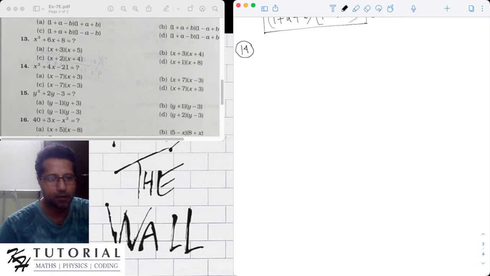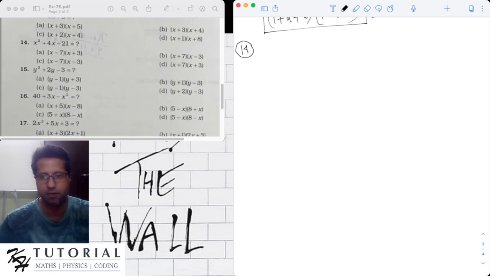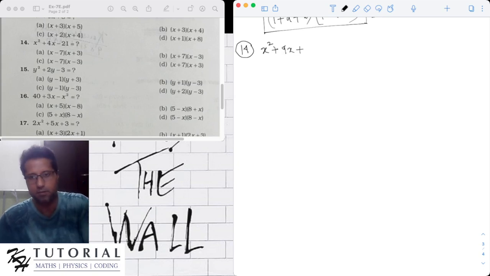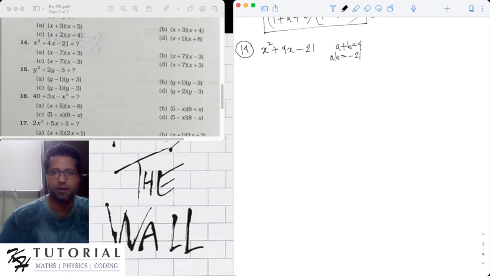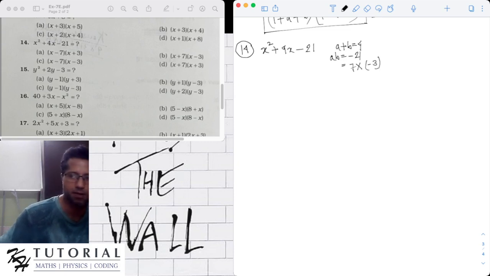Problem number 14 is again a quadratic trinomial, that is x square plus 4x minus 21. So we will try to find a and b such that a plus b is equal to 4 and ab is equal to minus 21. Now minus 21 can be written as 7 multiplied by minus 3, and you can clearly see that 7 plus minus 3 is 4.